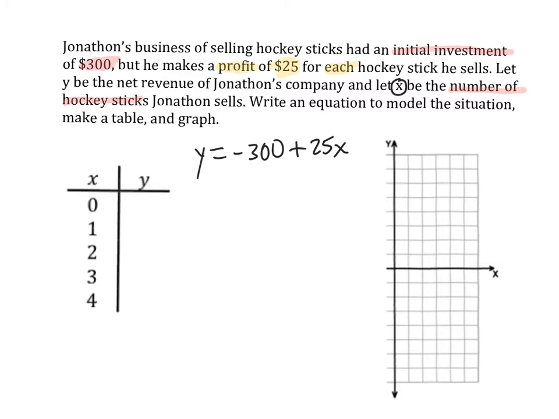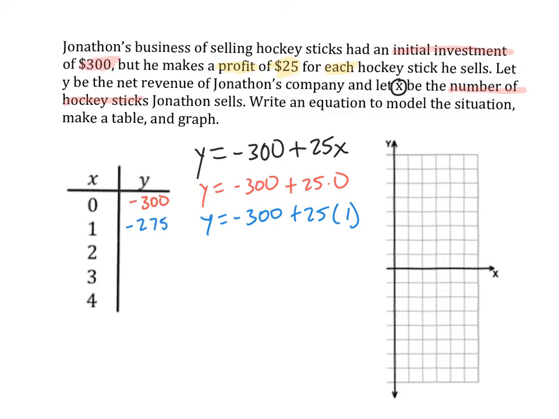Okay, so now that we have that, we can fill in our table. We get y equals negative 300 plus 25 times 0. Well, that's going to be negative 300 will be our output for x equals 0. Then y equals negative 300 plus 25 times 1. Okay, that'll be negative 300 plus 25 gives us negative 275.